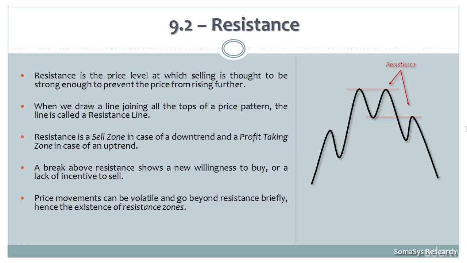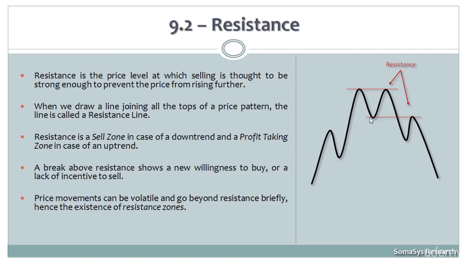Now, this resistance is a sell zone in case of a downtrend and a profit-taking zone in case of an uptrend. So this resistance here is a profit-taking zone, and this resistance over here serves as a sell zone. Now why? The reason is the same as what we discussed during support. This is an uptrend here, as price is making higher highs and lows are also higher.